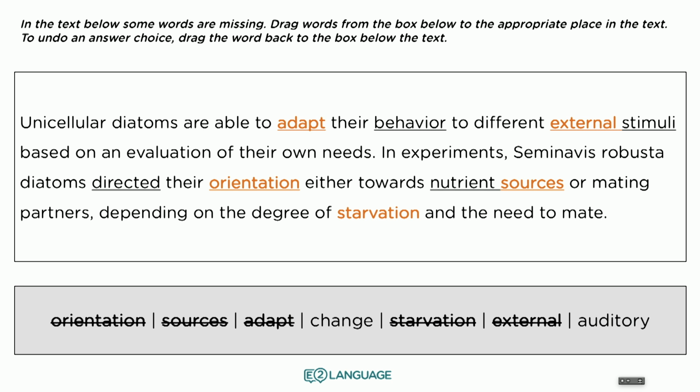So, by the way, this text is quite interesting if you think about that. You adapt behavior, external stimuli, you directed your orientation, nutrient sources. In fact, directed orientation is not really a collocation. It's just the only word that could fit. Nutrient sources certainly is. And starvation, well, it's no collocation there. It came from the context of the text, okay? So most of the time, almost all of the time it will work. Not quite though. You still need to be a little bit flexible.